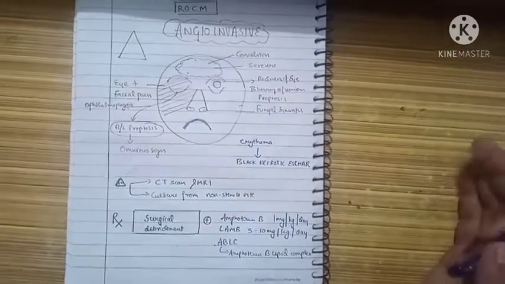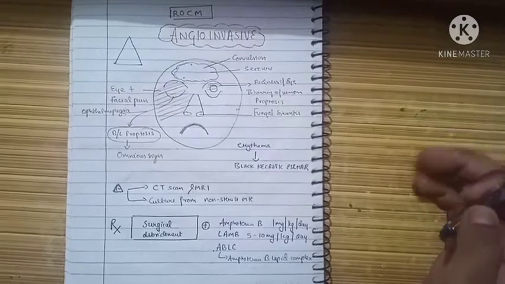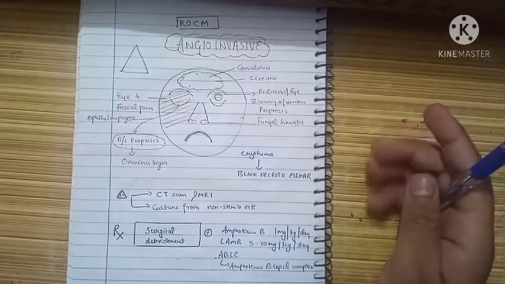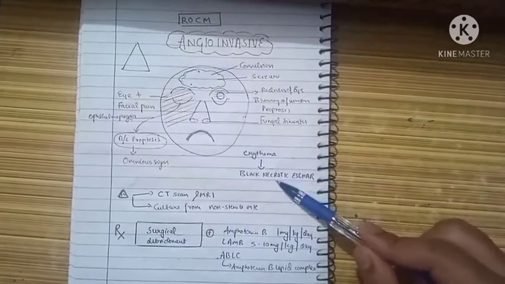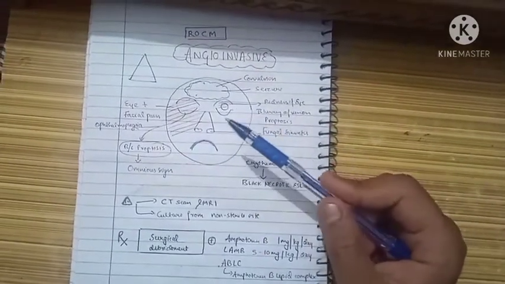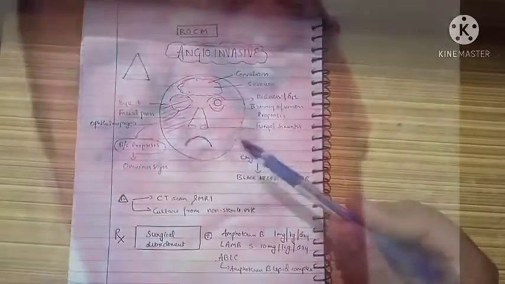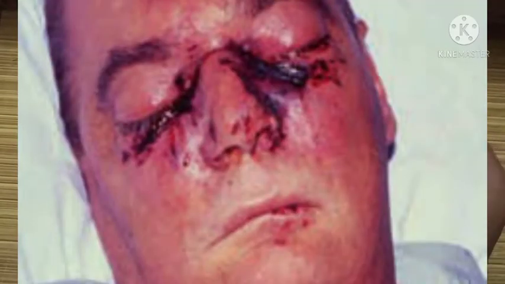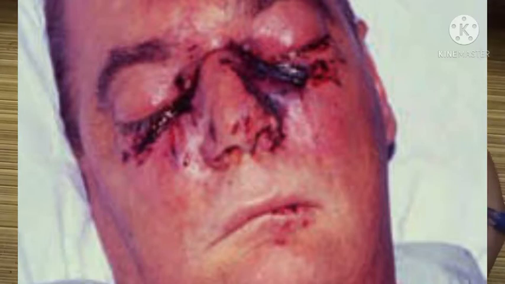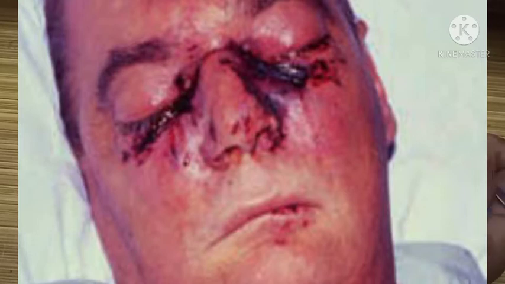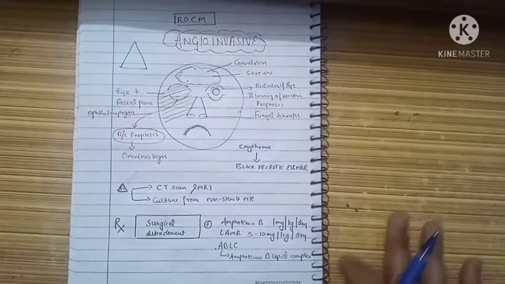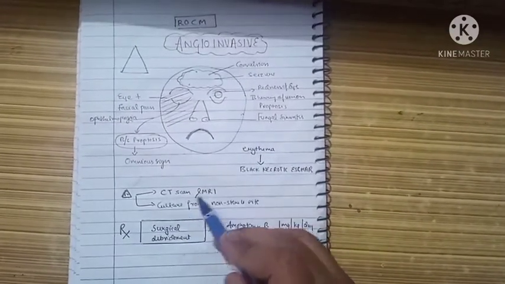Now, initially there is erythema over the area involved, but this is for a very short duration of time. This fungus is so angioinvasive that the patient develops a black necrotic scar at the site of angioinvasion. As you are seeing in this image, you can note the black scar development over the area of the orbit and the sinus, that is the nose. Okay, this all occurred because of angioinvasion and necrosis of the part that was supplied by that blood vessel.